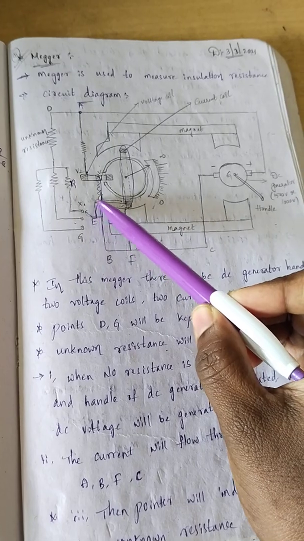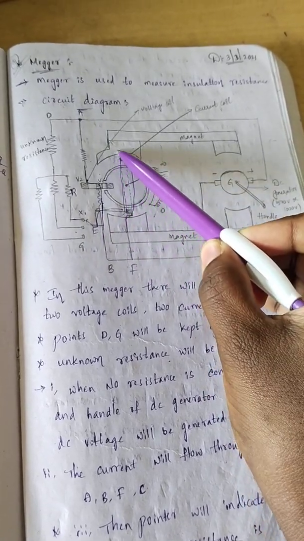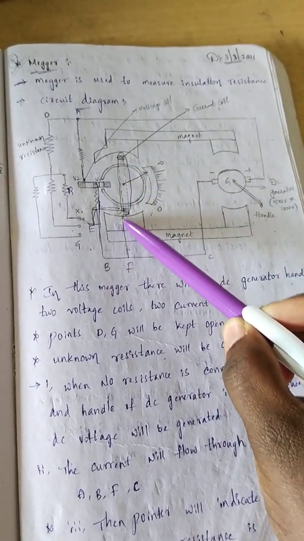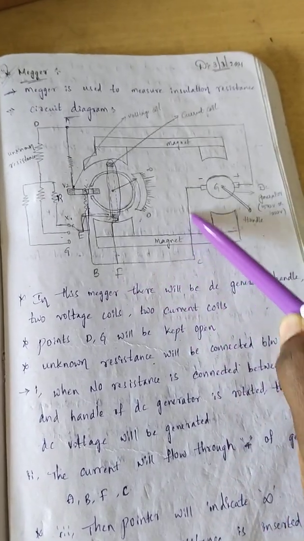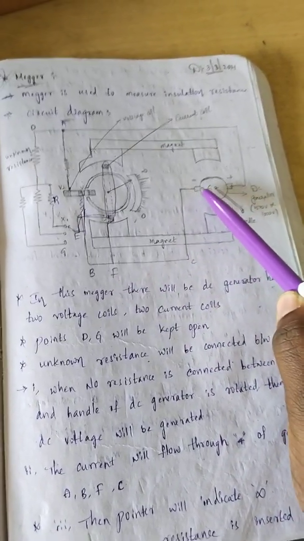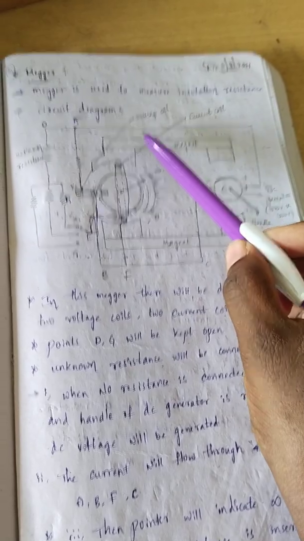After this E it will come to this current coil. It will go upside like this and it will flow in this way and it will come to F and it will come to C. Like this it will come to negative.